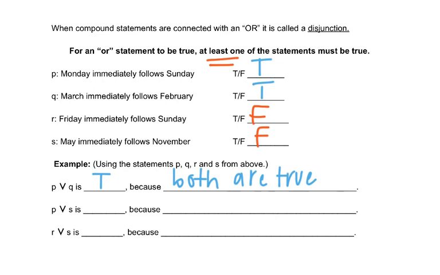Alright, now we have P or S. We know P is true and we know S is false. We just need at least one of them to be true in order for our disjunction to be true. So this one is going to be true as well because one of our statements is true. And the last one, R or S, both of those statements are false. So since not one is true, our whole disjunction is going to be false because both are false.